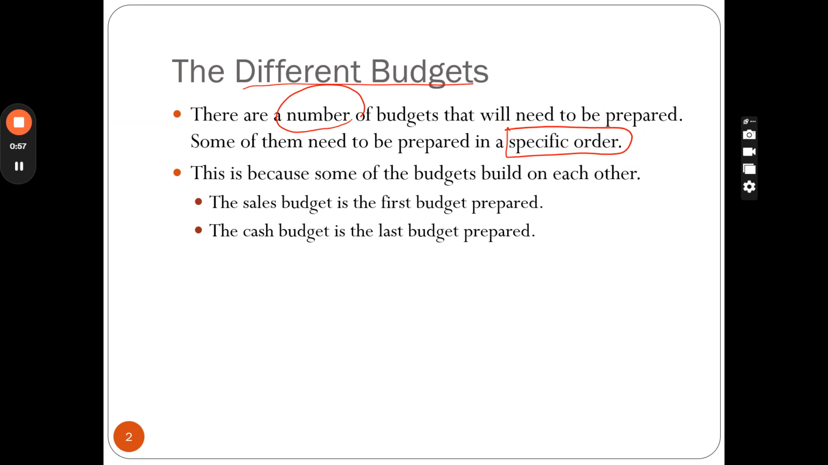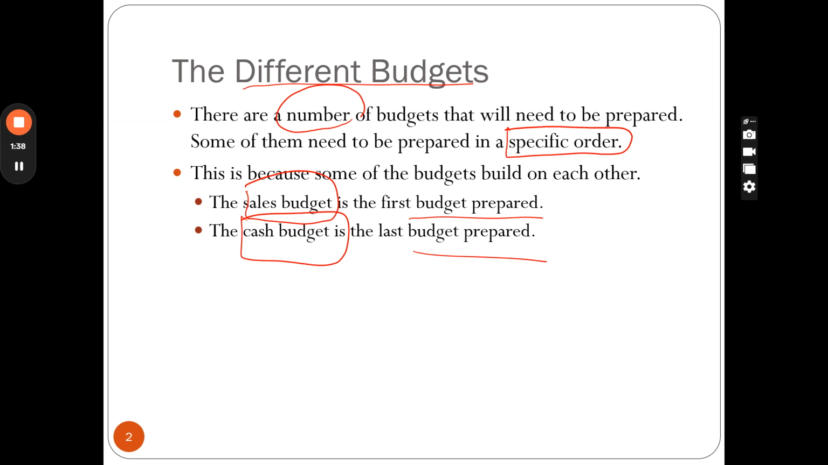For example, if you know how many units you are going to sell in the coming year, then your production plan will be more efficient, right? You know how many units you are going to sell, so you know how many units you have to produce. So first we have to prepare a sales budget, and only then can you prepare a production budget. Here we can see the sales budget is the first budget normally prepared, and the cash budget is the last budget to be prepared. We will get into the details of the cash budget later.